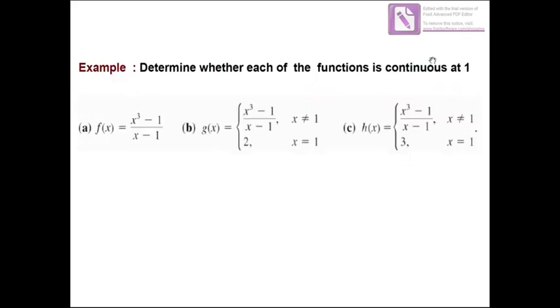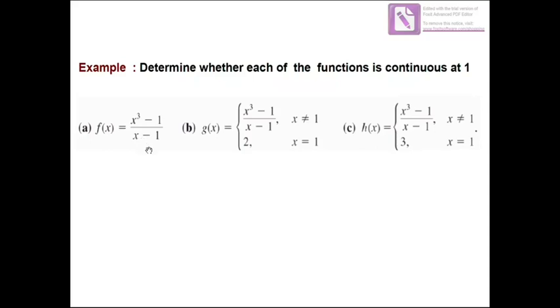So this is when you have a graph: you can see from the graph whether your function is continuous or not. But what if you have a function? So this example: determine whether each of the functions is continuous at 1. We have the first one, f(x) is equal to (x cubed minus 1) over (x minus 1). We need to know, is this function continuous when x is equal to 1?